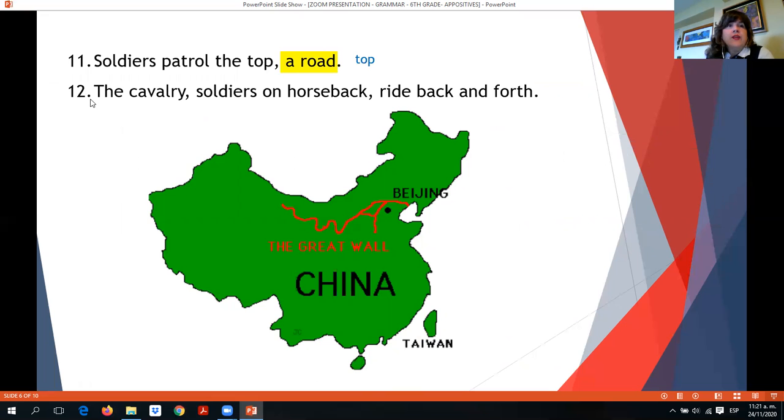And number 12, the cavalry, soldiers on horseback, ride back and forth. Soldiers on horseback is describing the cavalry. So soldiers on horseback is the appositive and cavalry is the noun. Okay.